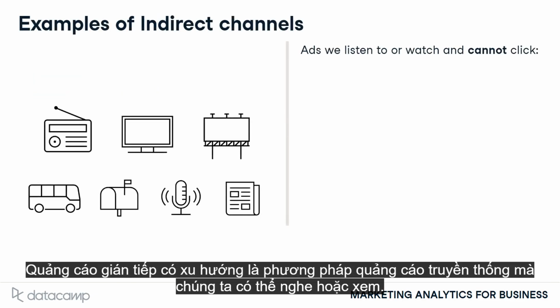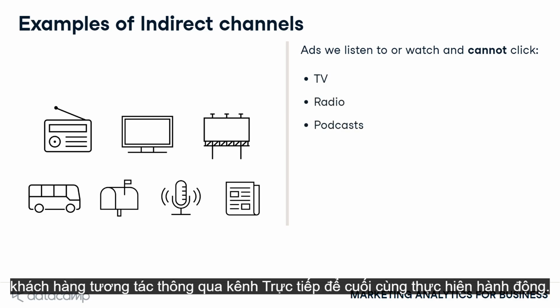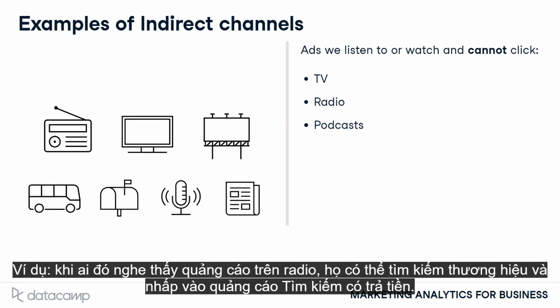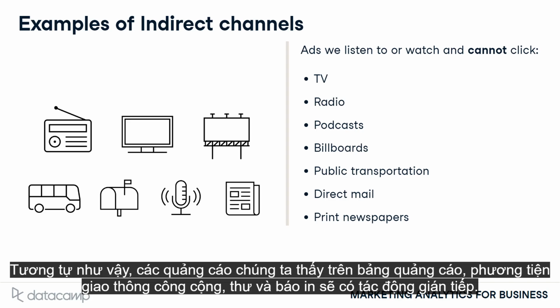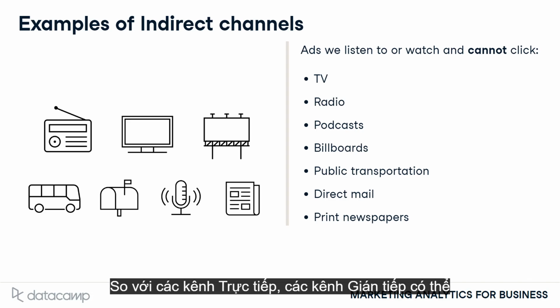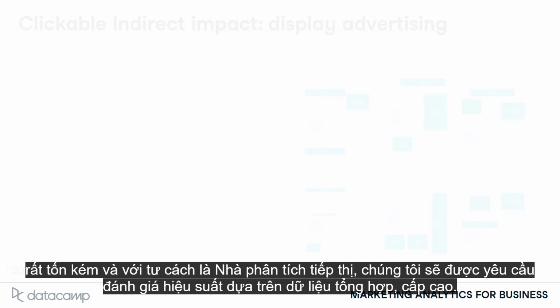Indirect ads tend to be traditional advertising methods we can listen to or watch. Media channels like TV, radio, and podcasts usually result in customers engaging through a direct channel to eventually take action. For example, when someone hears an ad on the radio, they could search for the brand and click on a paid search ad. Similarly, ads we see on billboards, public transportation, mail, and print newspapers will have an indirect impact. Compared to direct channels, indirect channels can be very costly, and as marketing analysts, we will be asked to assess performance on high-level, aggregated data.